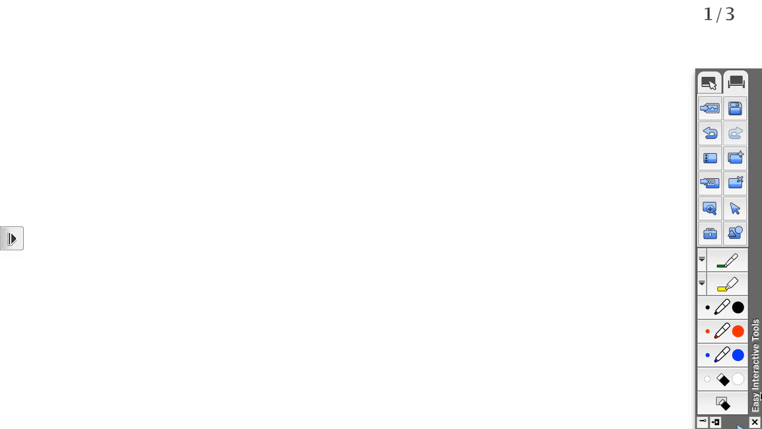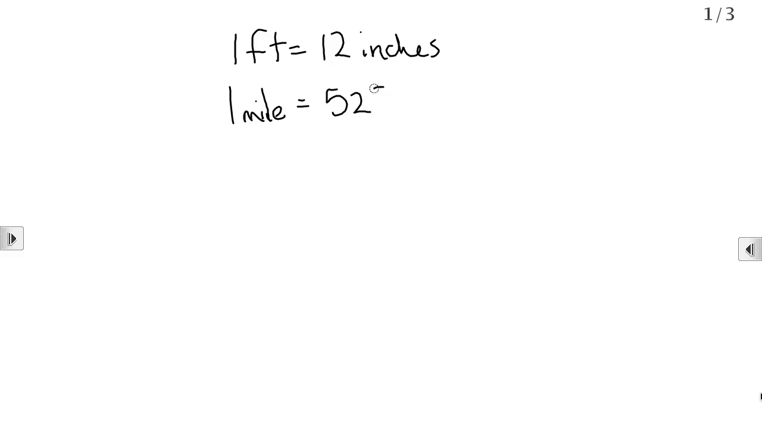Maybe going from inches into feet. Yeah, so what would that be? 12. 1 foot is 12 inches. Sure. And does anybody in here know how many feet are in a mile? That's exactly right. So 1 mile is 5,280 feet.